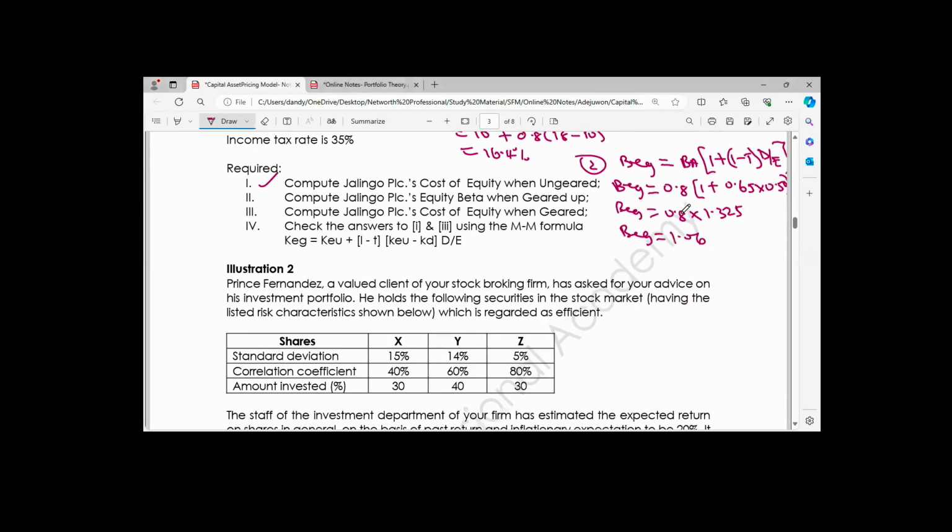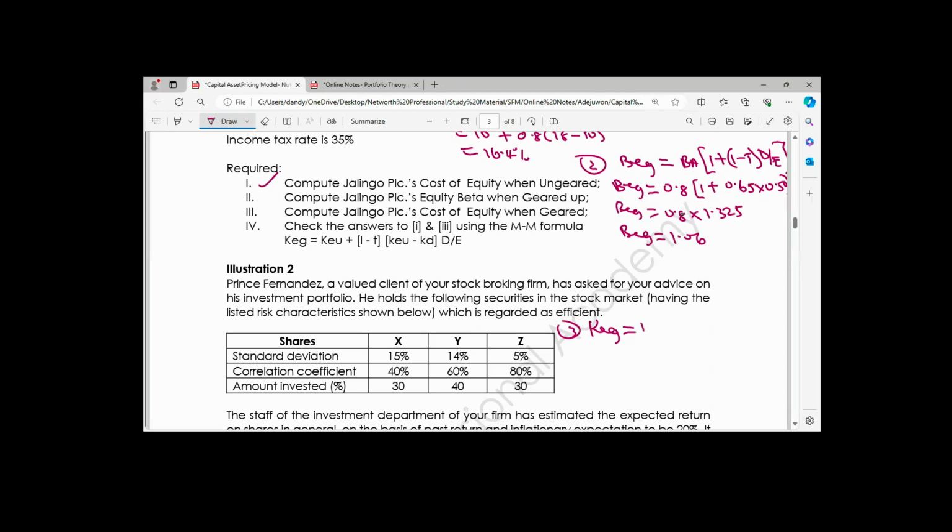Number 3, you are required to compute Jalingo PLC's cost of equity when geared. This simply means that you need to calculate the cost of equity of a gear. If you are not using the Miller and Modigliani formula, then you need to use the gear beta to calculate your cost of equity, using CAPM.